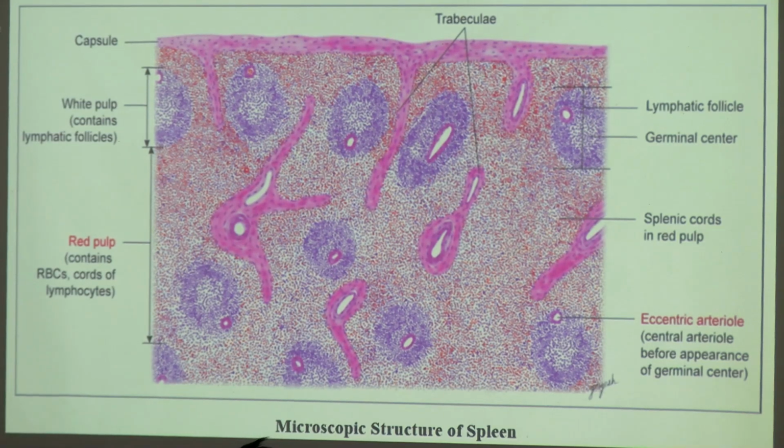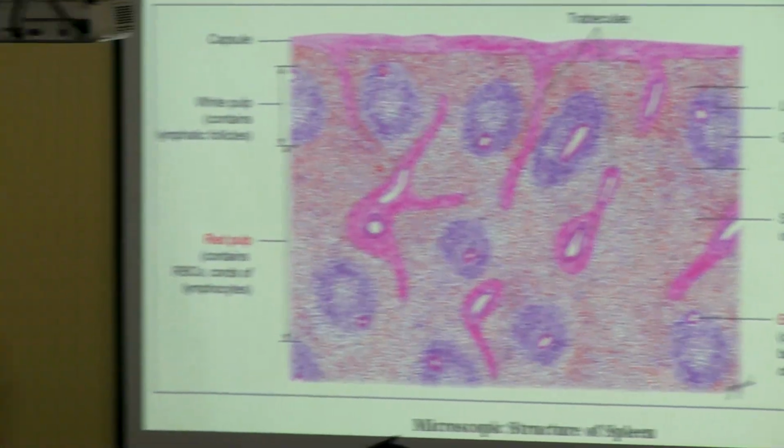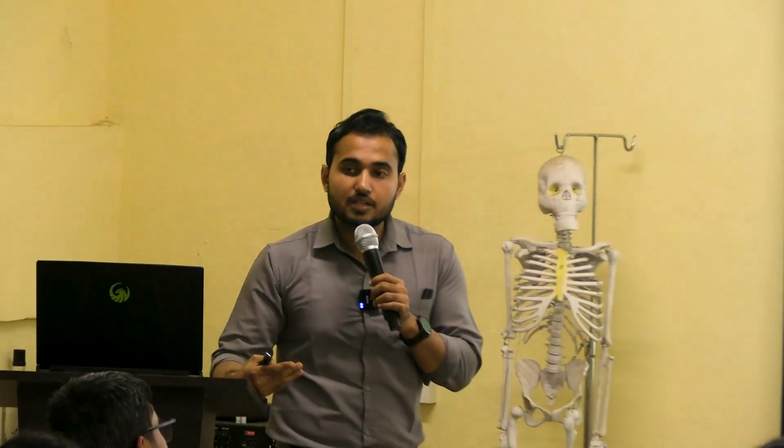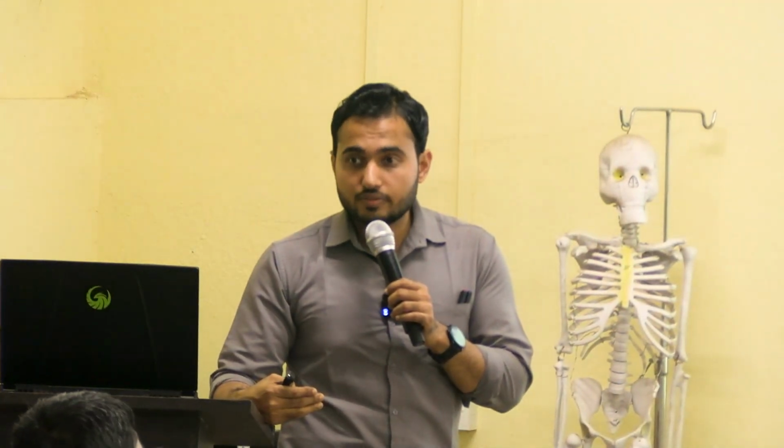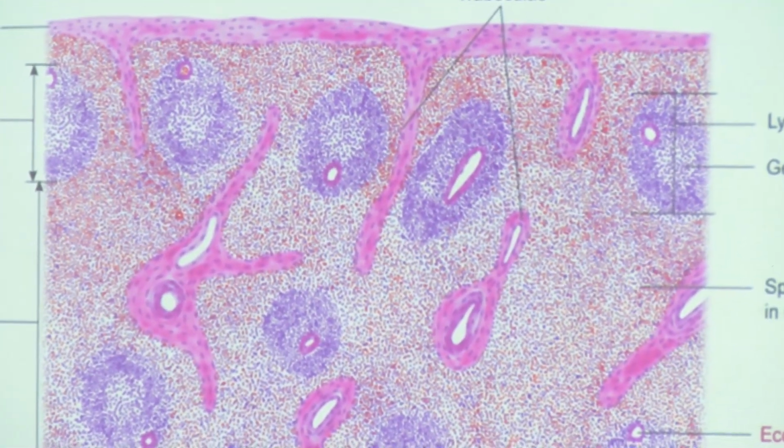After that, what you have to see? White pulp and red pulp. What is the appearance of the white pulp? Basophilic in nature, darkly stained basophilic in nature. So here you can see darkly stained basophilic. These round structures that you can see, these are white pulp. What is the appearance? Basophilic in nature, darkly stained.